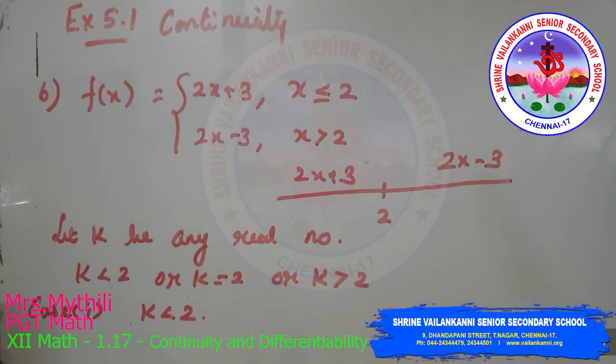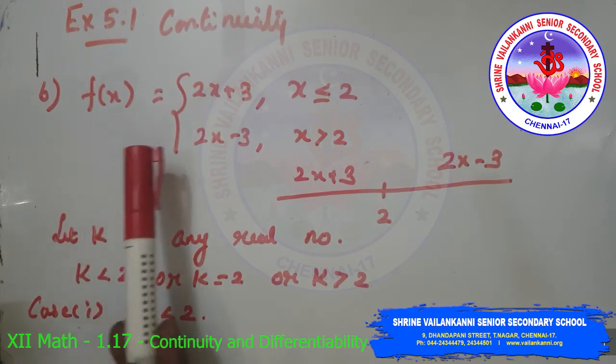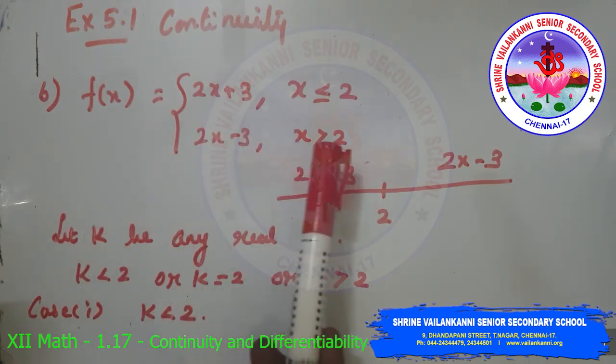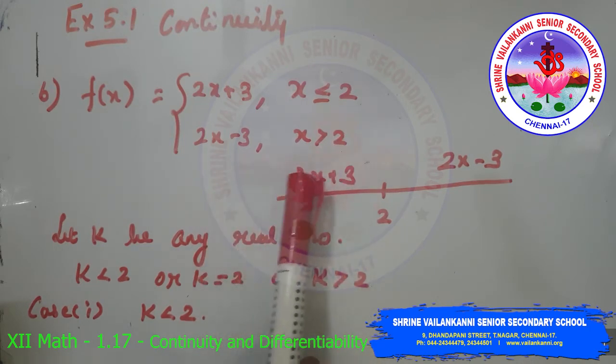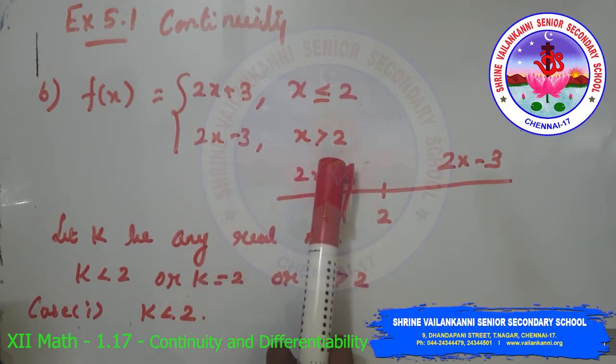Hello children, let's continue exercise 5.1 continuity. Sixth question. Find all points of discontinuity of f where f is defined by f of x equal to 2x plus 3, x less than or equal to 2, 2x minus 3 when x is greater than 2.